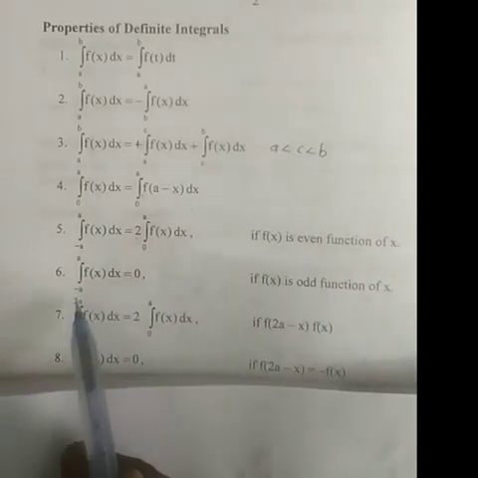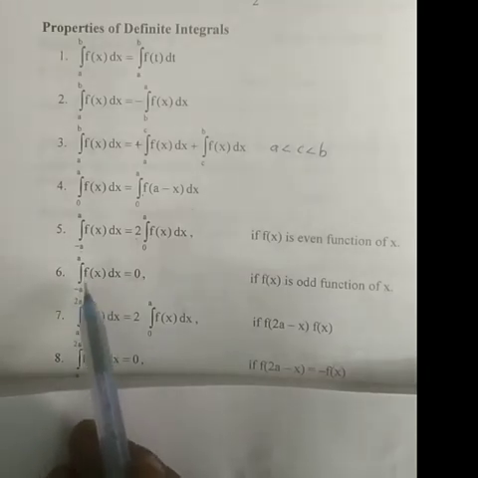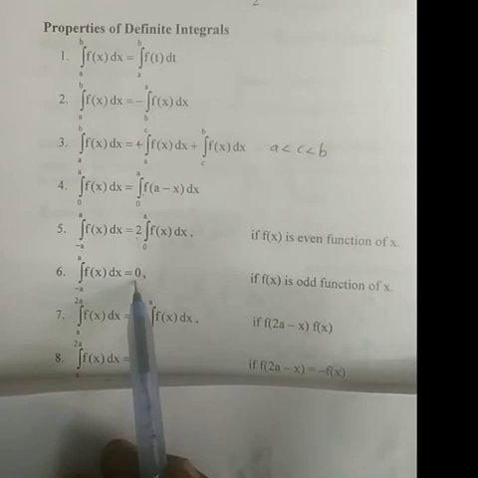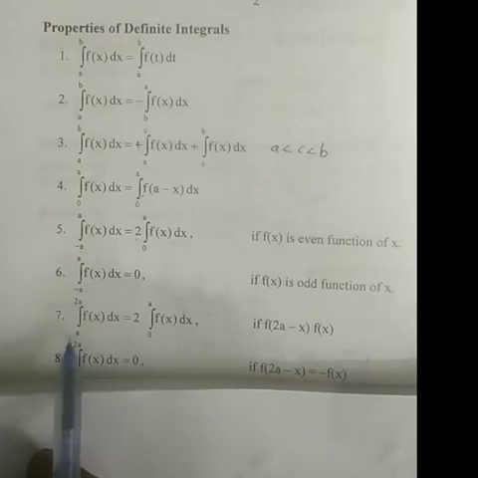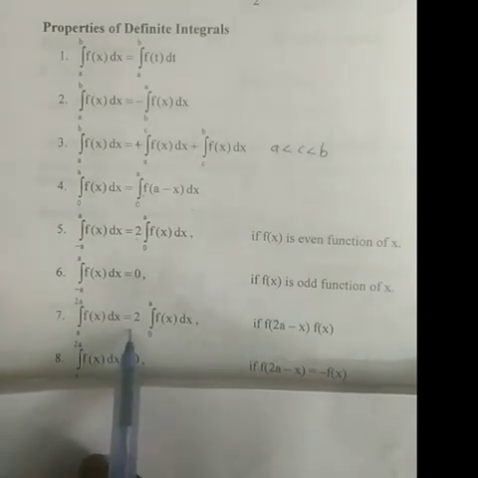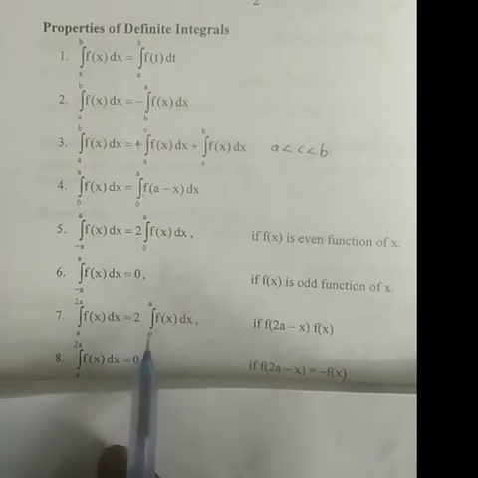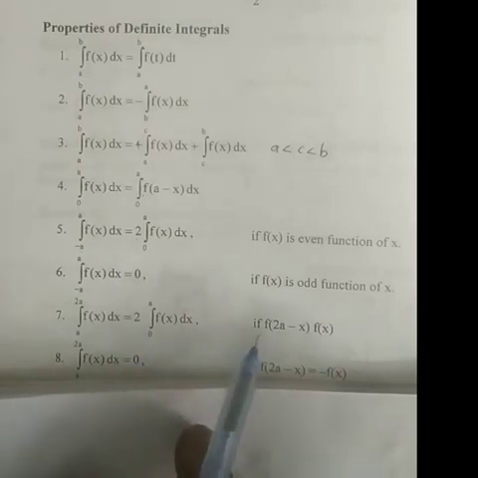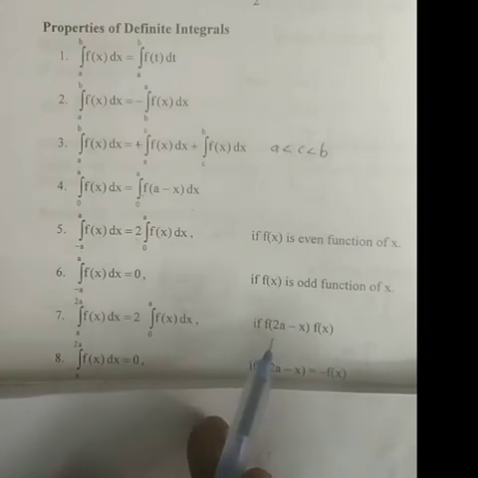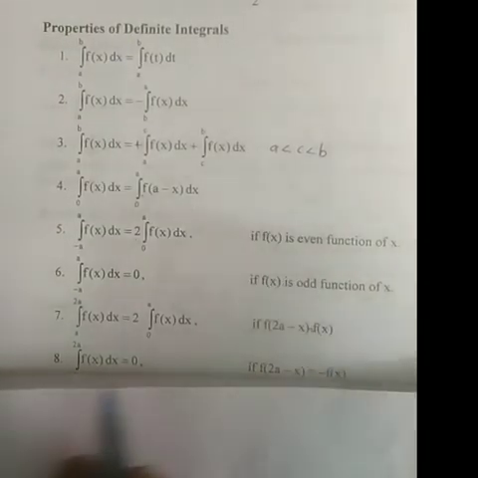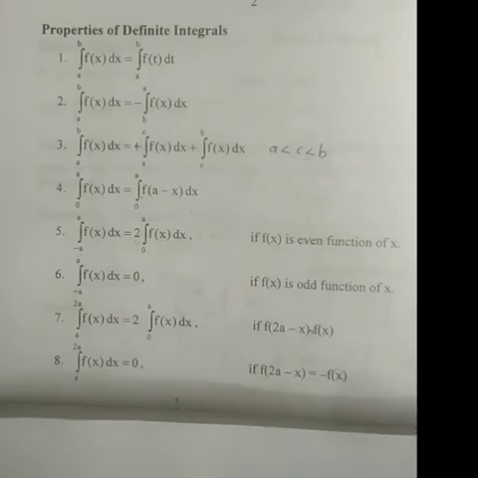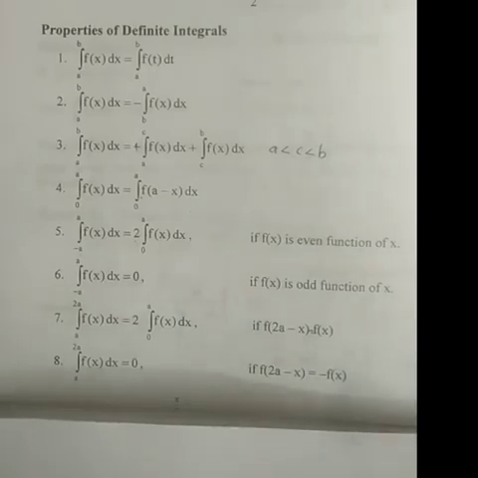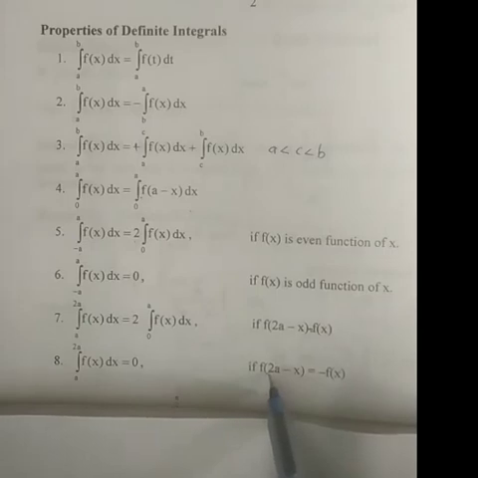Okay. And the sixth one, integral minus a to a f of x dx equal to 0 when the function is an odd one. Okay. Seventh one, integral a to 2a f of x dx equal to 2 into integral 0 to a f of x dx, if f of 2a minus x equal to f of x. And the eighth property is integral a to 2a f of x dx equal to 0 if f of 2a minus x equal to minus f of x. Okay.